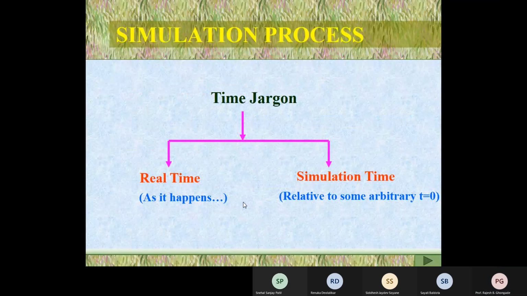Are you getting this? Don't get confused, guys. Yes, yes, sir. So have you understood the concept of real time and simulation time? Yes, sir. Why is there only one person actively responding? What happened to the others?